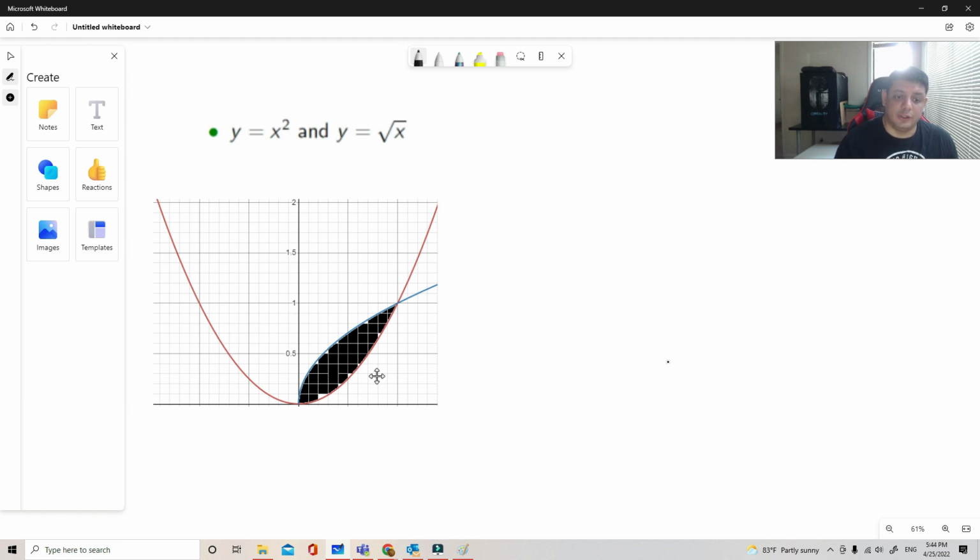The function on the top is going to be the square root of x. The function on the bottom over here is going to be x squared. That's only happening in the interval 0 to 1. So the area is the integral from 0 to 1 of the square root of x minus x squared dx. And so we can compute really quick this here.